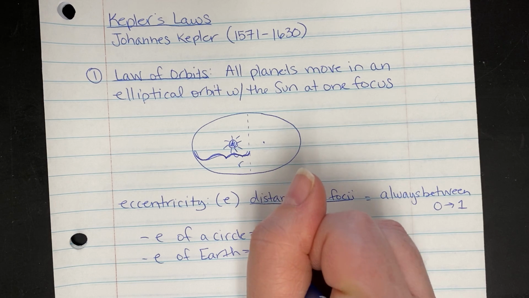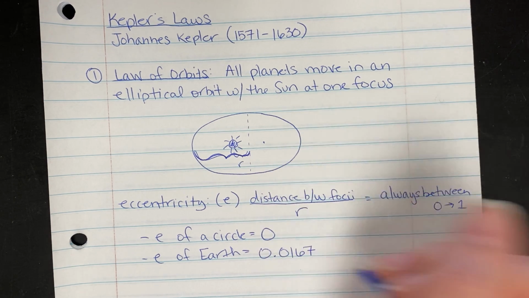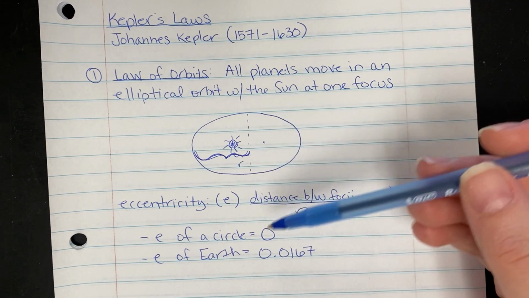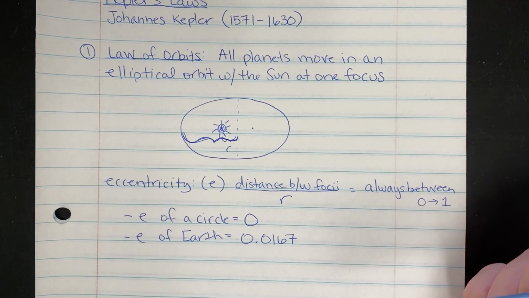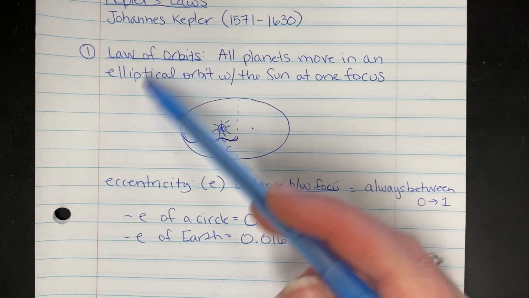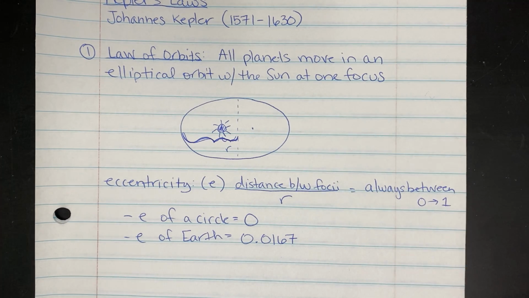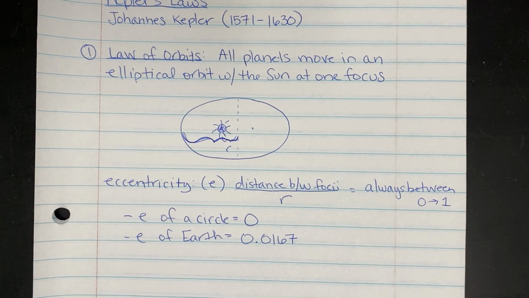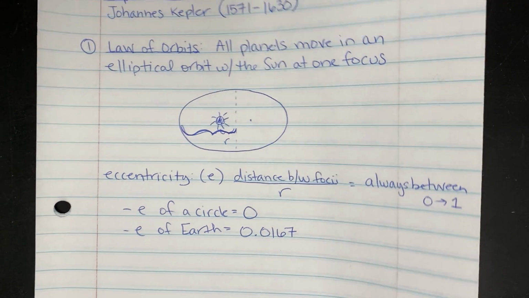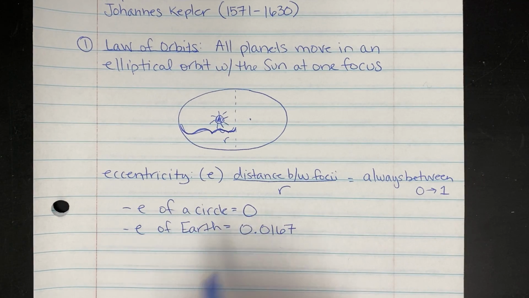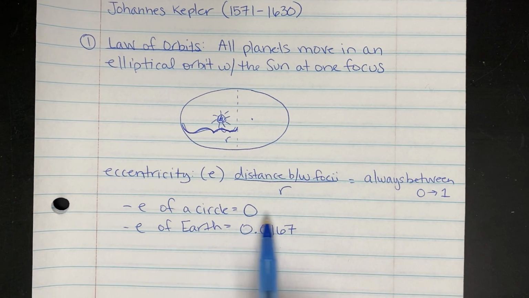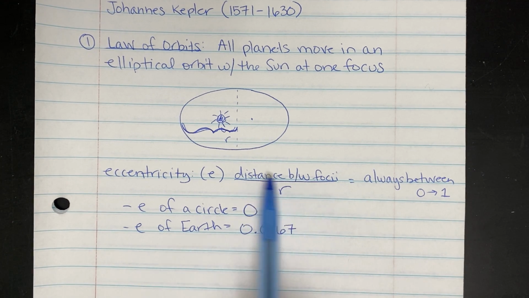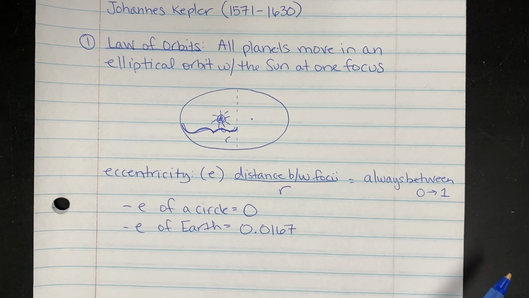is 0.0167. So is it an ellipse? Yes. Is it pretty circular? Yes. Okay, so we're sort of both right. So his first law says that all planets move in elliptical orbit with the sun at one focus. Great. So again, the fact that the eccentricities are so close tells us that these are very close. And again, the distance between foci would be very, very small, which is why this is almost zero.